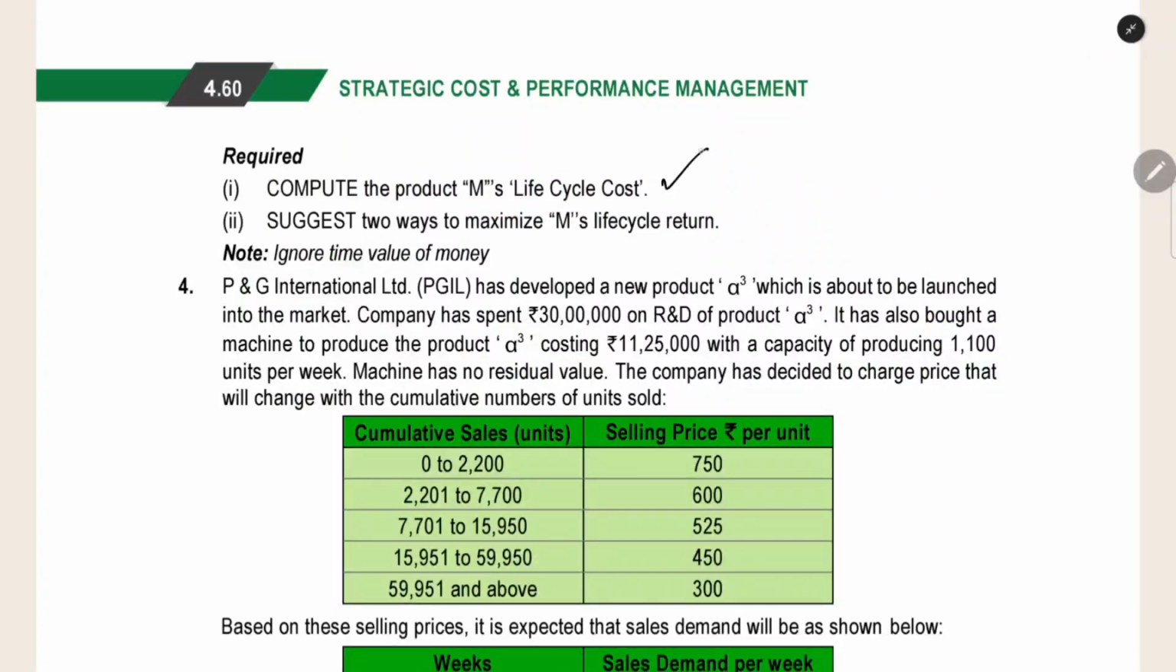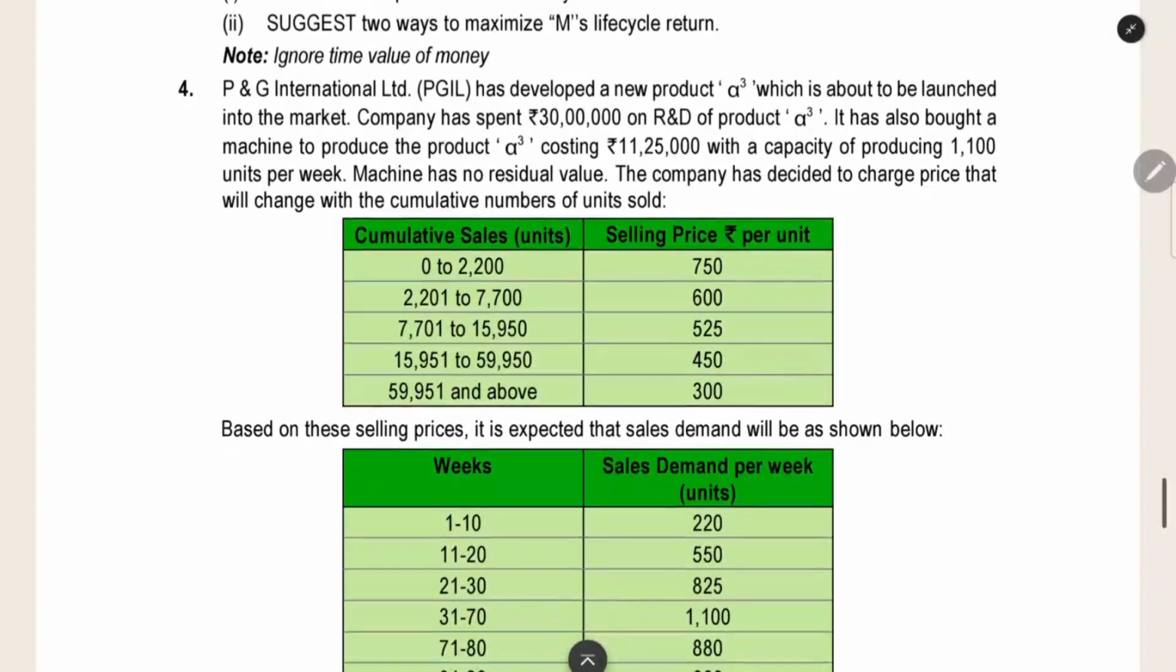In the first subdivision, they are asking the life cycle cost only. You have to calculate the individual cost for each activity and then total it, you will get the total cost. In the next subdivision, they are asking to suggest 2 ways to maximize the life cycle return. This is a theory question. You can read the answer by yourself. Next, we can read the 4th question.